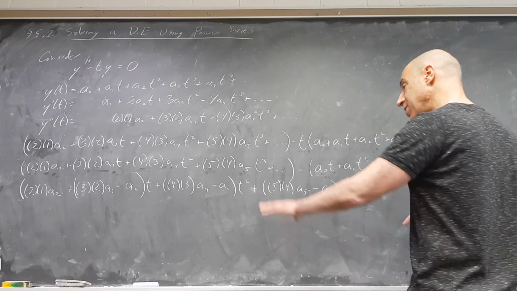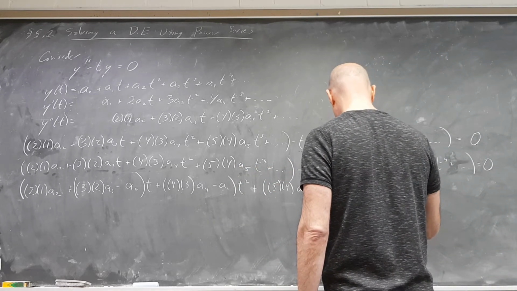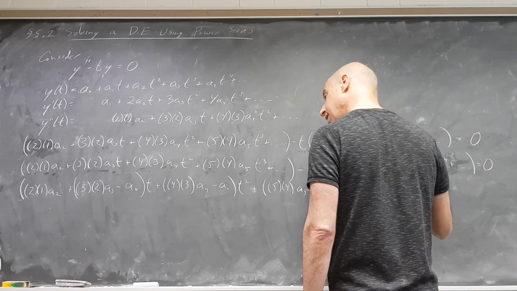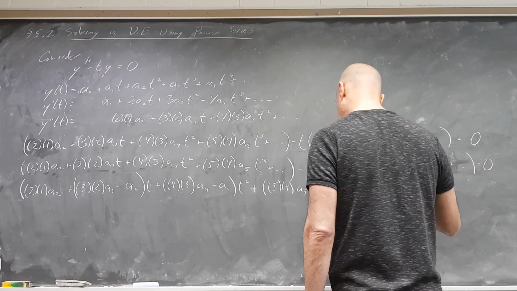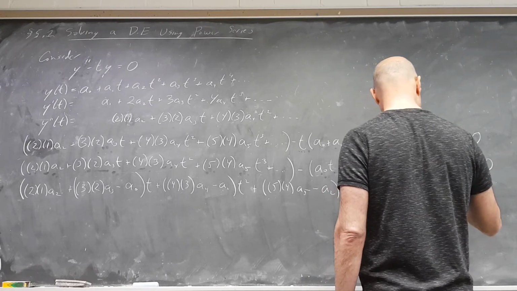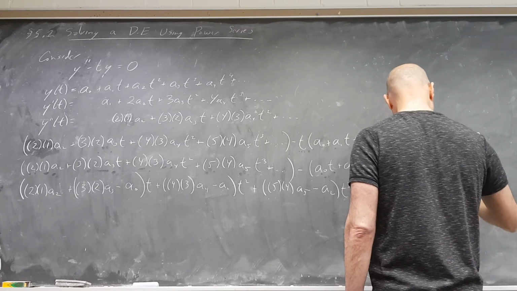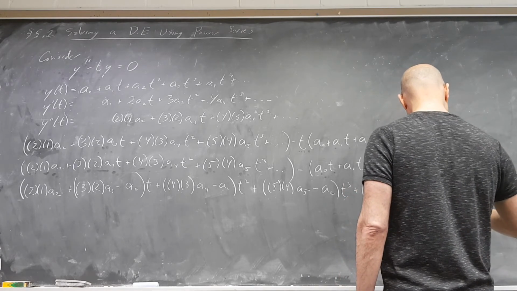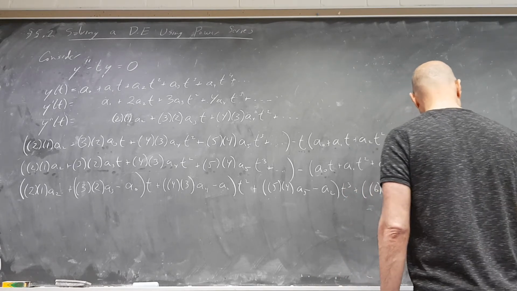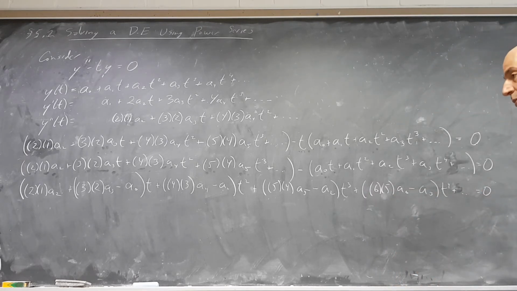The next term, even though I didn't write it over here, would be 6 times 5 times a6 minus a3 times t to the 4th, plus and so on forever. And that equals 0, which is 0 plus 0t plus 0t squared plus 0t cubed, and so on.